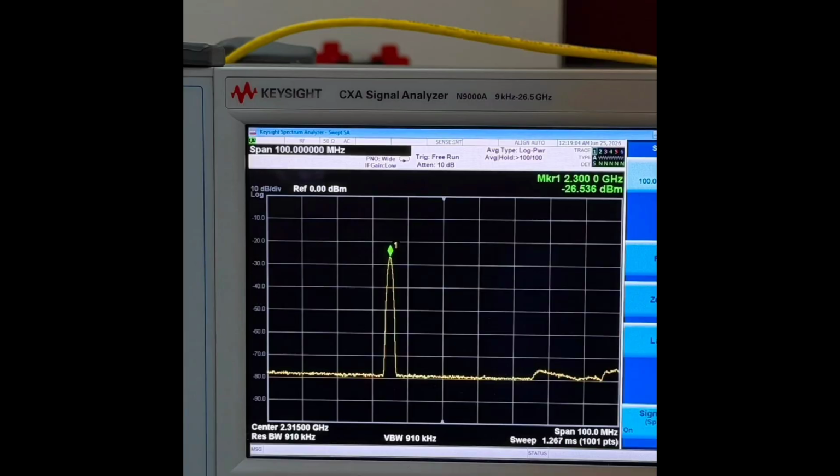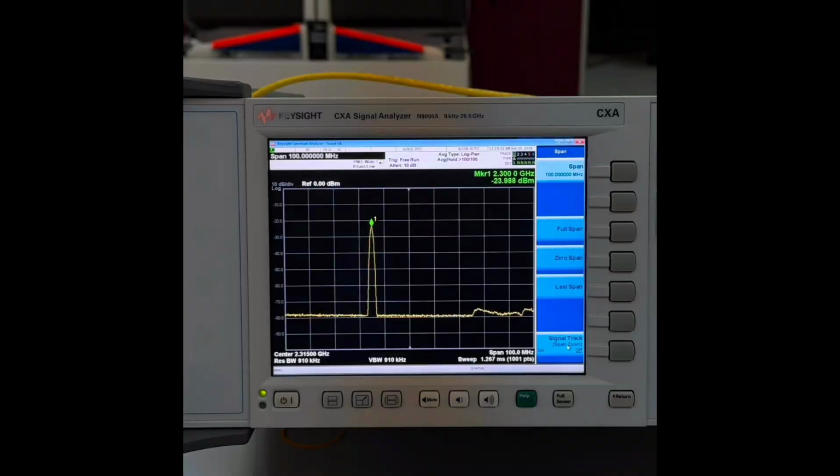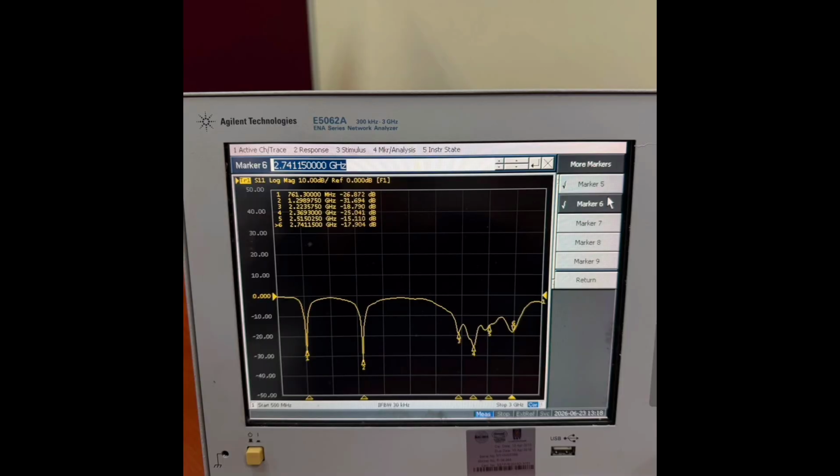From the graph we identified the resonant frequency where S11 is minimum, the S11 value at resonance, and the bandwidth where S11 is below minus 10 dB, which is the standard for good matching. If the antenna is not matched, most of the power will be reflected back, reducing radiation efficiency and potentially damaging the transmitter.